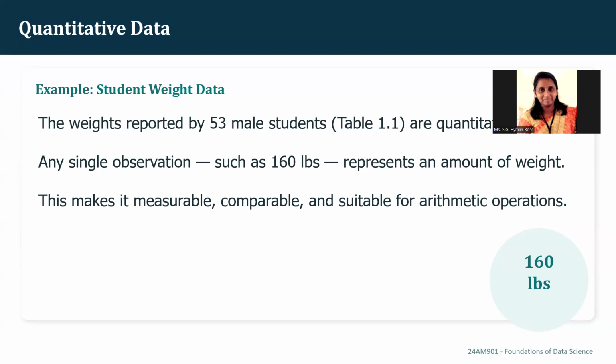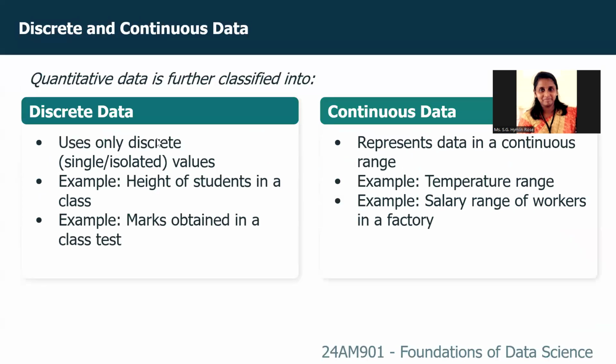So what are the key characteristics of quantitative data? It represents real measurements or counts. Arithmetic operations are valid and meaningful. A single observation such as 160 lbs represents a true amount of weight, making it quantitative. This quantitative data is further classified into two types: one is discrete data and another is continuous data. So it has two subcategories.